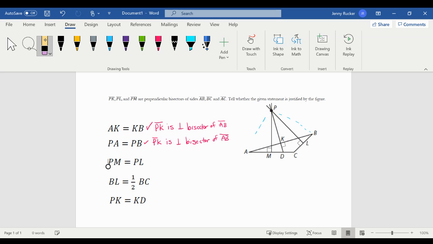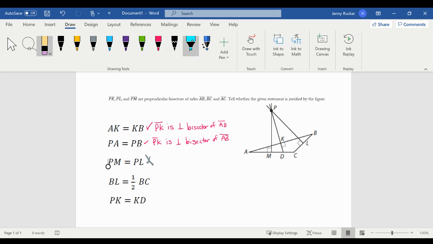Let's take a look at our next statement. PM is equal to PL. I don't have any information to justify that these two perpendicular bisectors are congruent to each other. So this one is not justifiable.